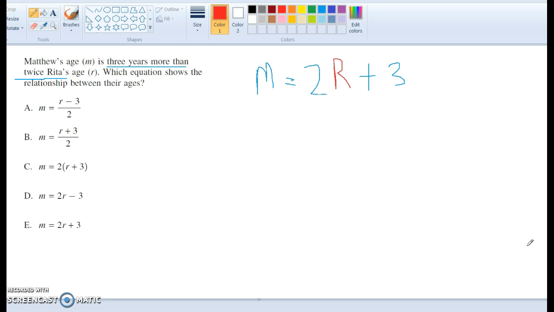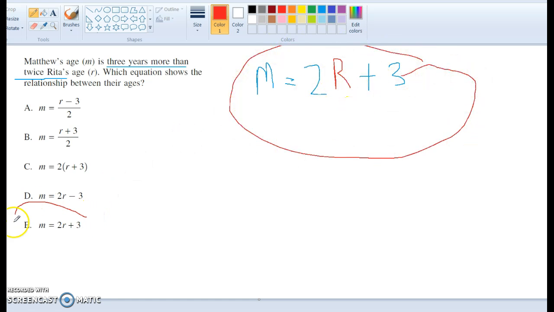So what is the relationship between their ages? The relationship is that Matt is 3 years more than twice Rita's age. And that's your answer. And there is no way to make that one any easier because all you're doing is reading the question and then figuring out which equation says exactly what you want it to say.